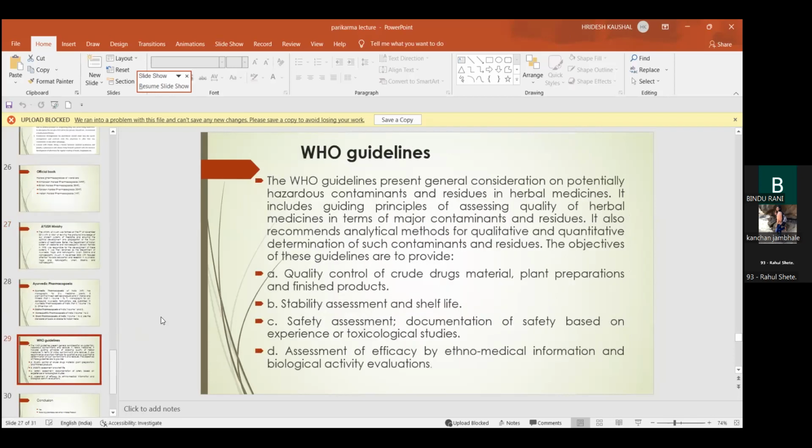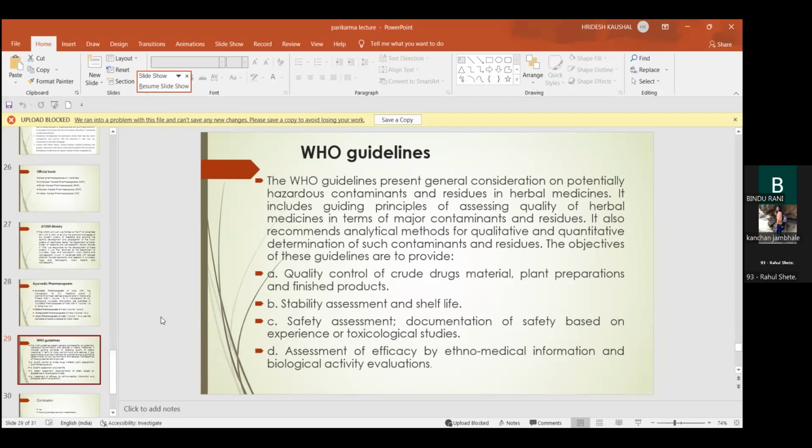Nowadays, as our approach has changed, we have to give a scientific approach to our traditional systems of medicine. So nowadays we are following the WHO guidelines for quality, safety and efficacy.